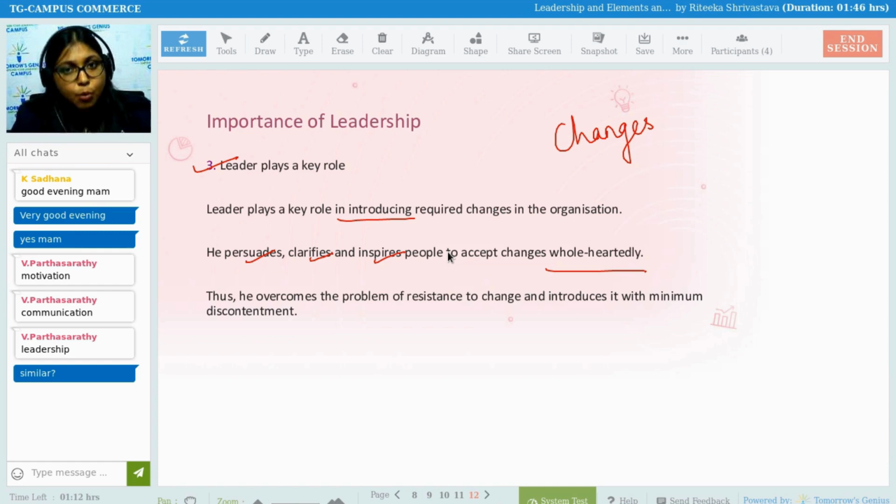So the leader is someone who is going to play a very important role, as well as the one who is going to make the changes. He is going to come up with different kinds of changes required in the organization. And with that, he will also motivate, persuade, clarify, and inspire all the subordinates to accept these changes positively. So he overcomes the problem of resistance to change and introduces it with minimum discontentment. If there is discontentment, people will disagree and resist this change. So a good leader will help all the subordinates to overcome this problem and introduce these changes positively.